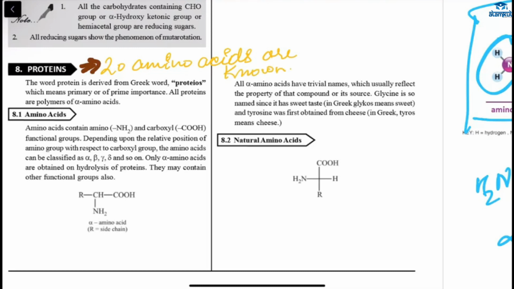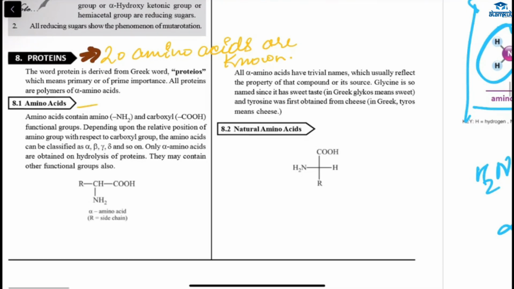And these 20 amino acids are capable of forming all the proteins in the human body, with slight change in their arrangement, with slight change in their coding. That is how they form all the proteins which are present in the living system. Now amino acids are classified into 3 different parts: neutral, basic, and acidic.